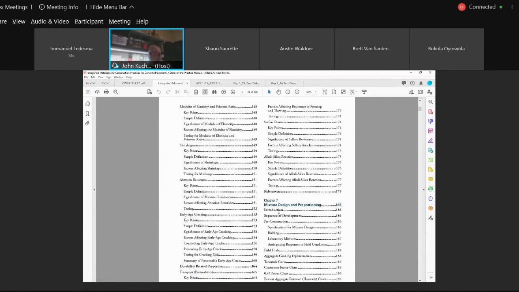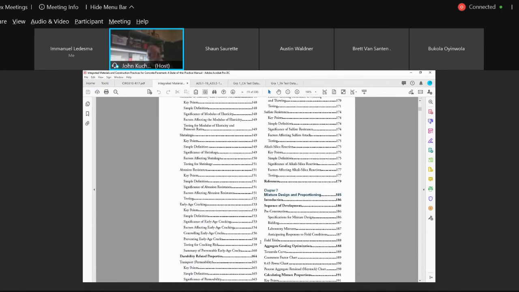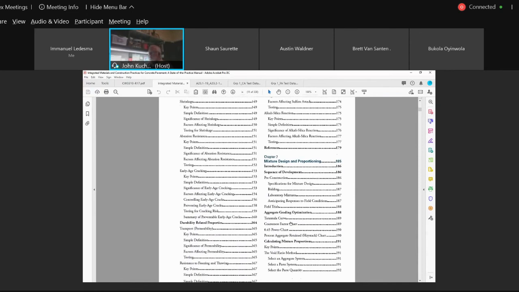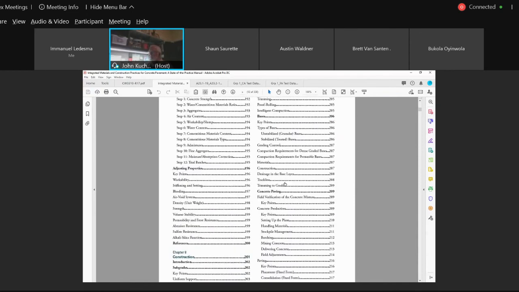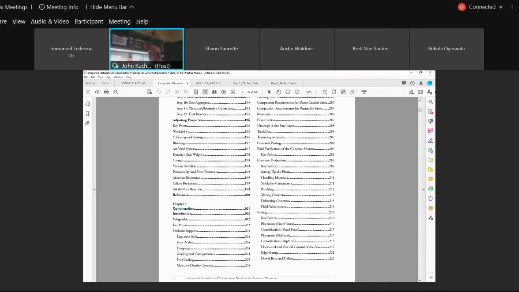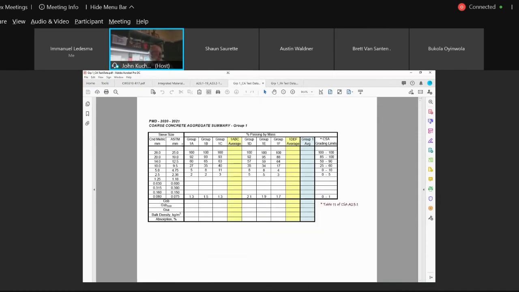Chapter 6, mixture design and proportioning. Some of this you'll be familiar with when we're going through it. So anyhow, when you get a chance, take a look at it. If you've got trouble sleeping, start reading it. Guarantee you'll be sleeping in no time. Okay, so we're going to go back to our notes here.